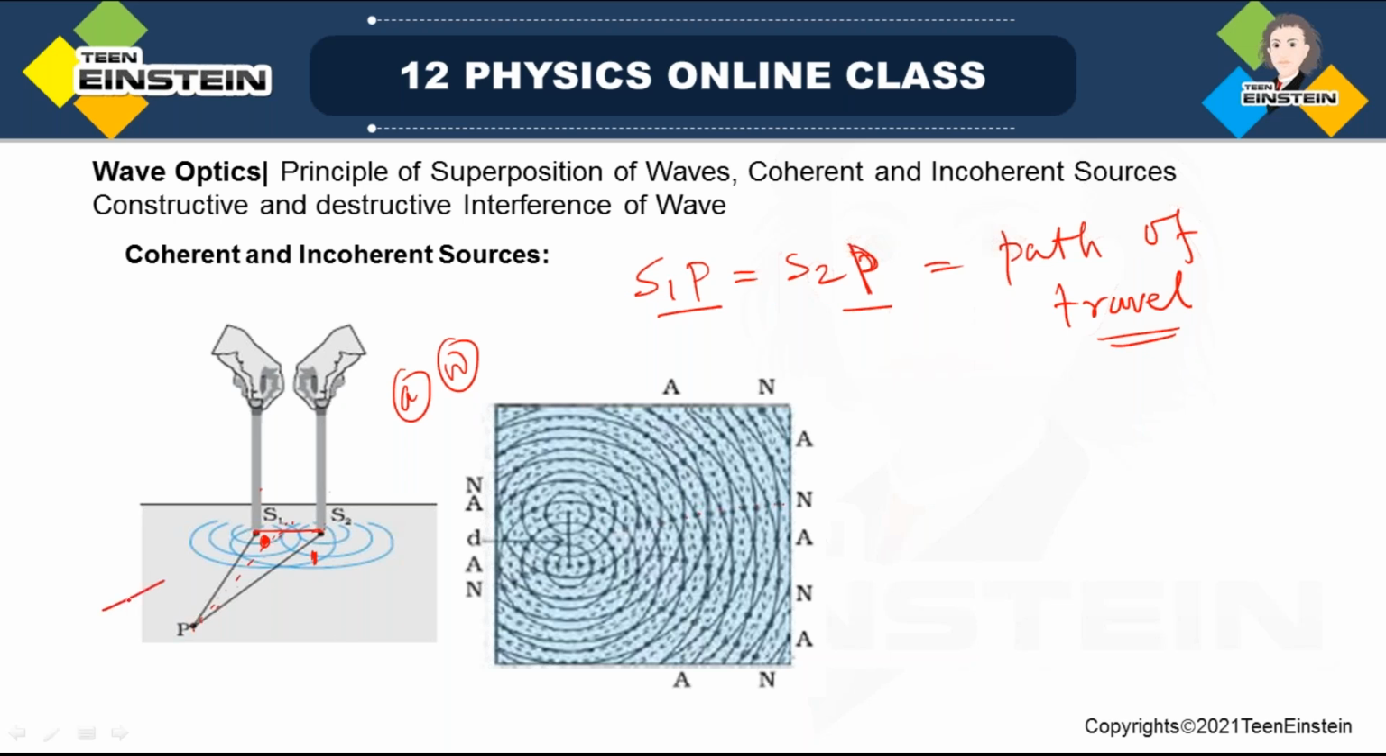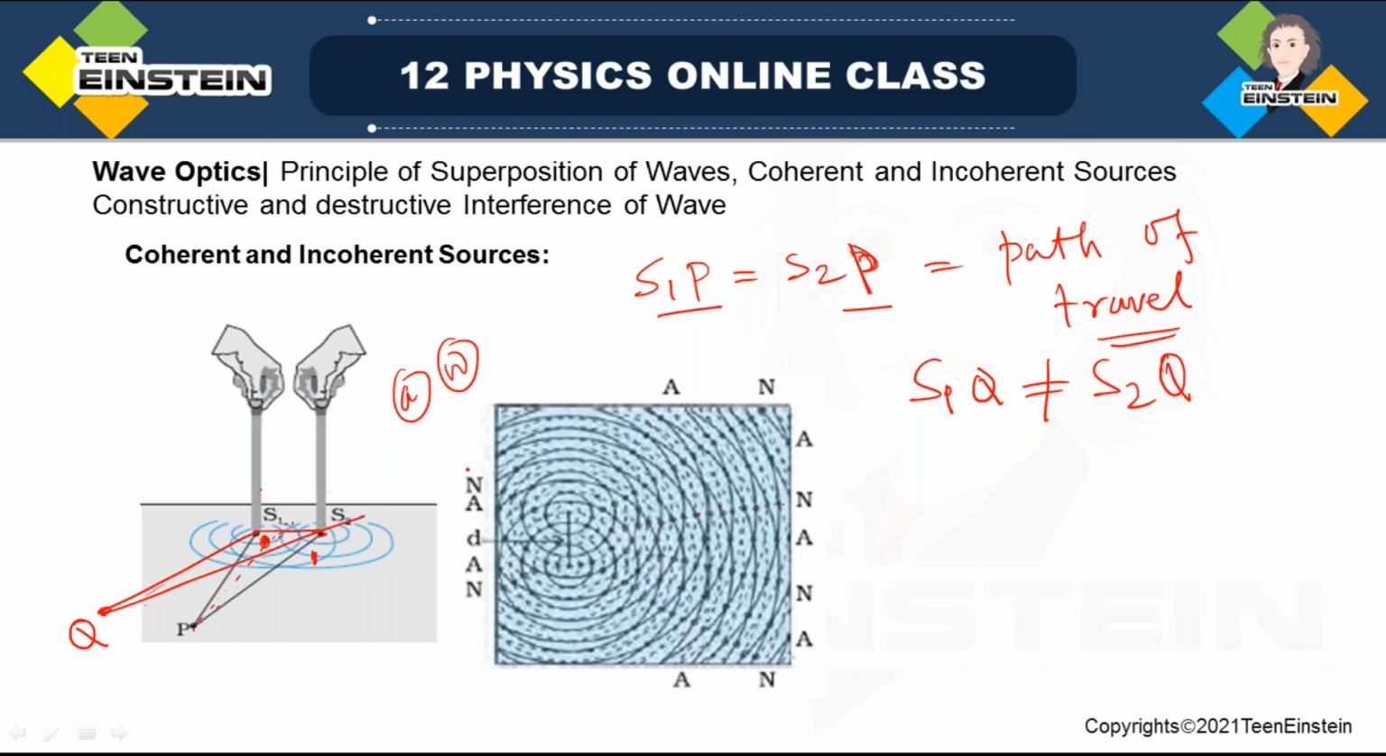If I take another point anywhere, suppose here Q, then the distances S1Q and S2Q may not be the same.